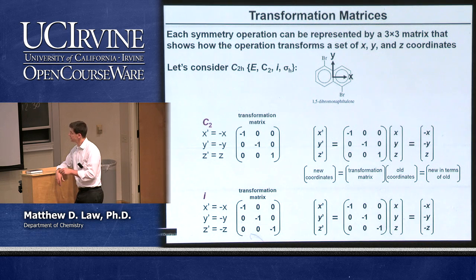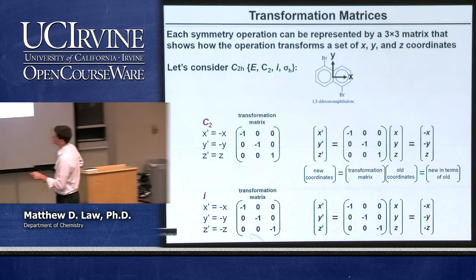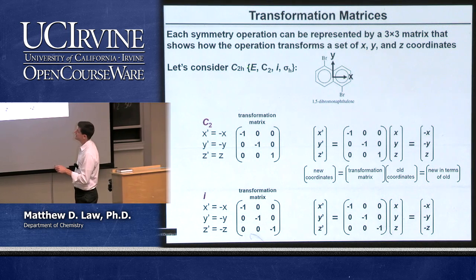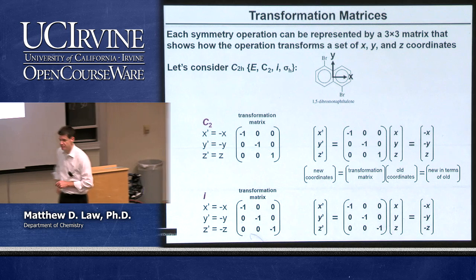And so if we do the same math here for the inversion, we act with the inversion operation. We're going to convert x, y, z into negative x, negative y, negative z. Okay. So we've done C2, we've done I. E is just trivial. It's just the unit matrix with just 1s along the principal diagonal.